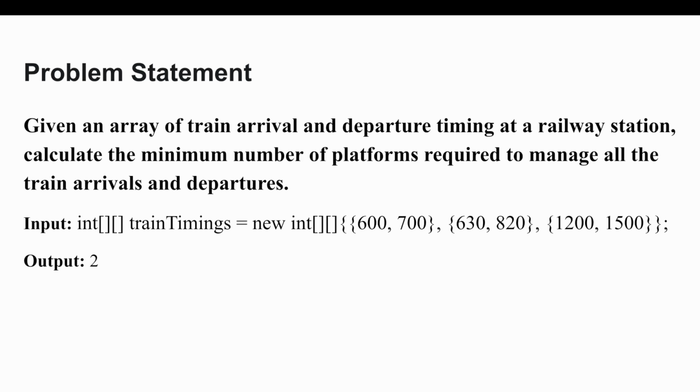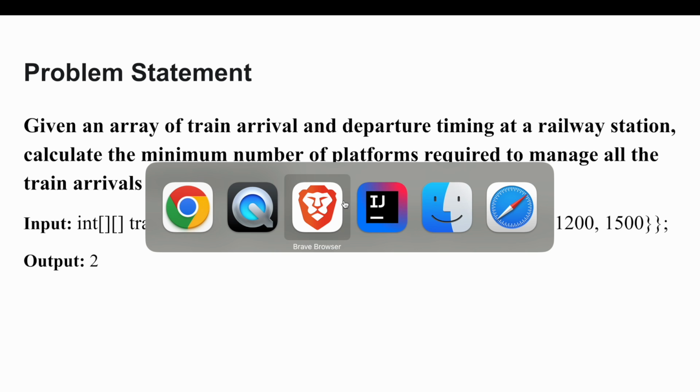In input, train timings are given, which is a 2D array, where it is denoting arrival timing and departure timing. For this given input, the expected output is 2. So I'll discuss about the problem statement. Now we'll see what approach we are going to take in order to solve this problem. So let me go to the IntelliJ and I'll start writing the solution for this.